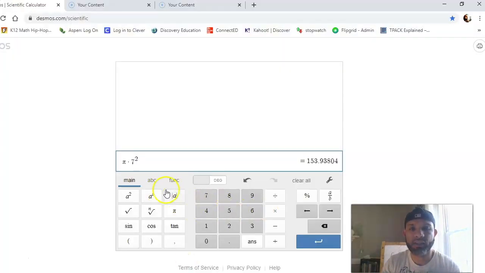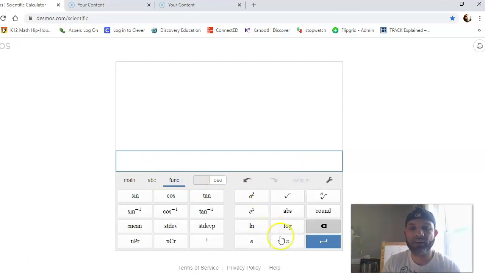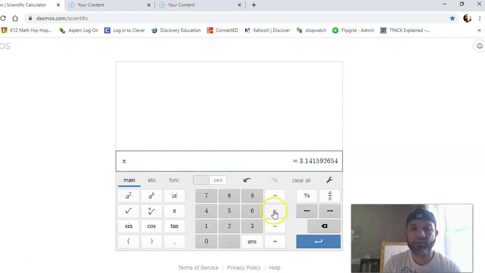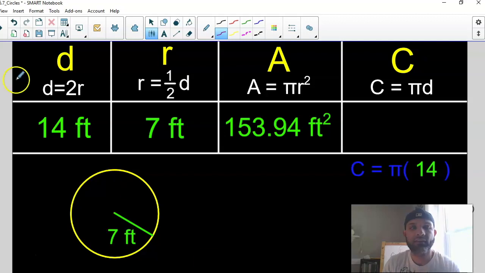So you're going to go back to your Desmos calculator, right? We're going to say, well, let me clear this first. Hit my FUNC button, pi times 14, and here we see it's 43.982. So that 8 is going to remain the same. So it's going to be 43.98.